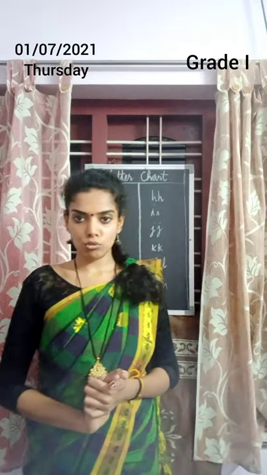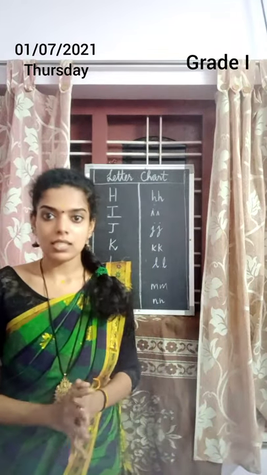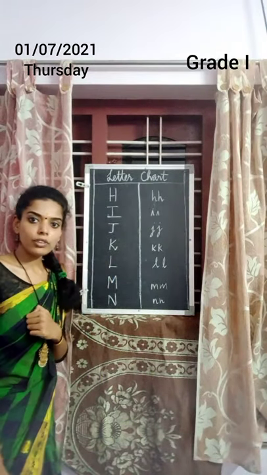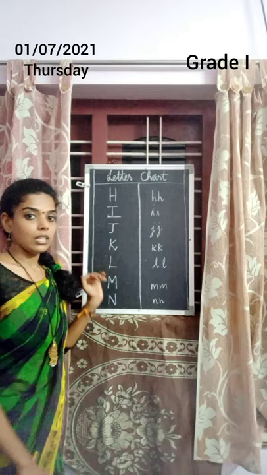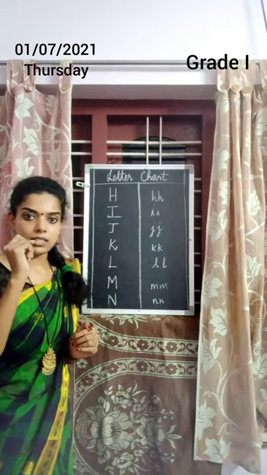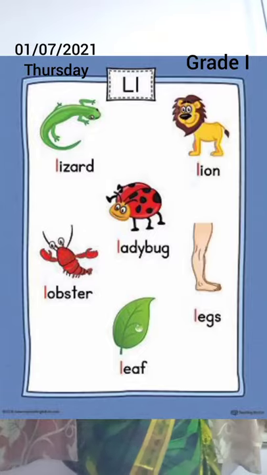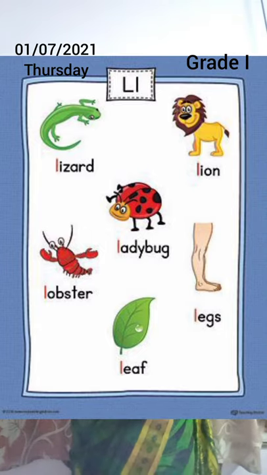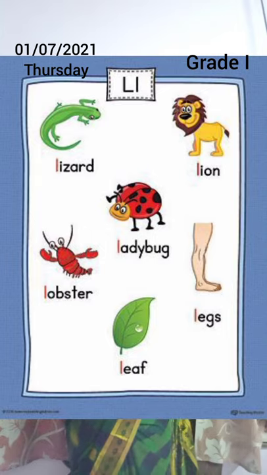The next one is L. What's the sound of L? The sound of L is L. So the example is lizard. L-I-Z-A-R-D. Lizard. Lion. L-I-O-N.